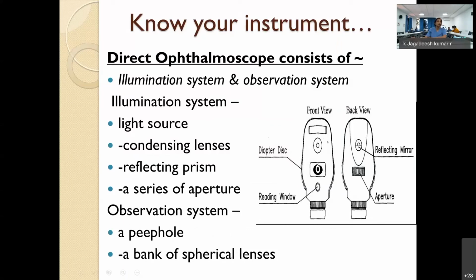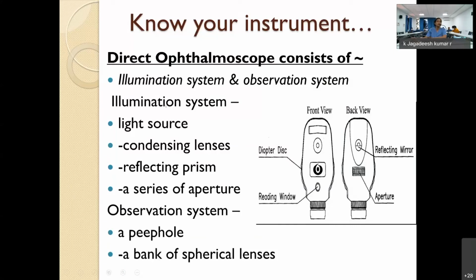So the front view has a reading window and the diopter disc to adjust for the refractive status. And this is a back view, which has a reflecting mirror, and this is the aperture to adjust the light source. So there's the illumination system, and there's an observation system.